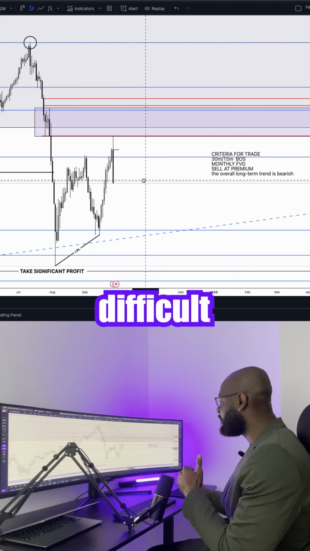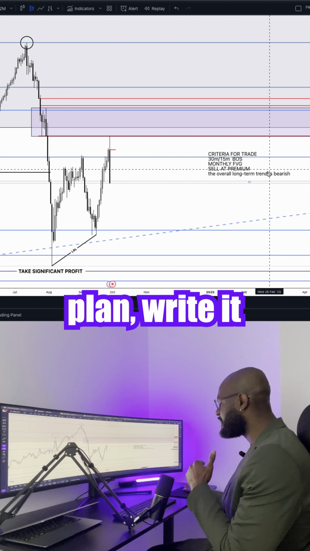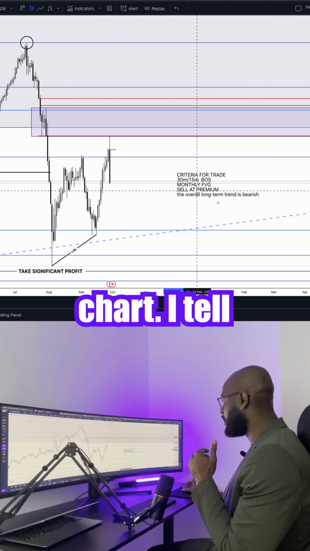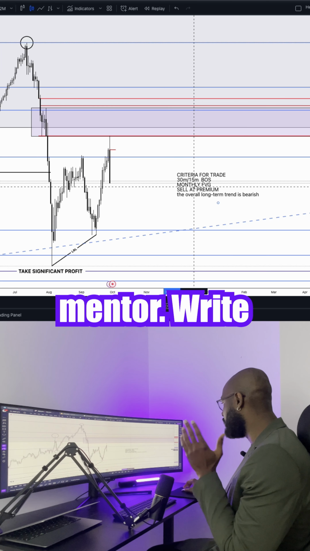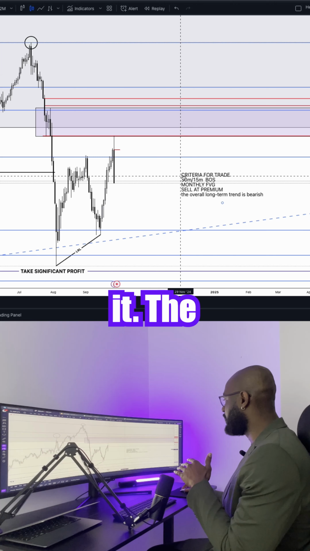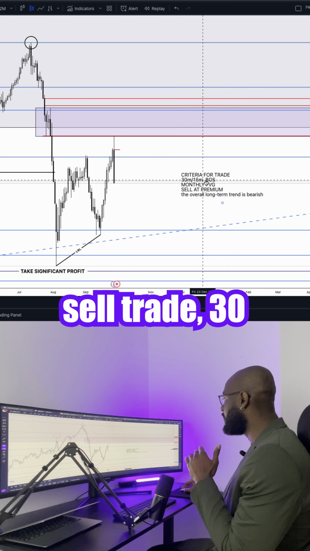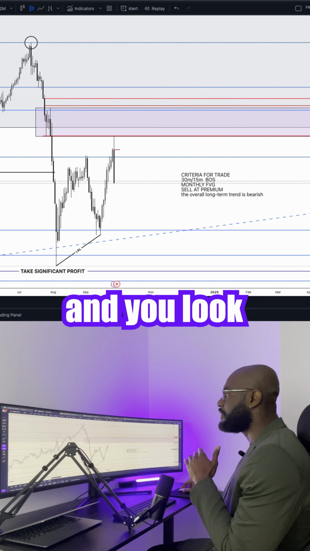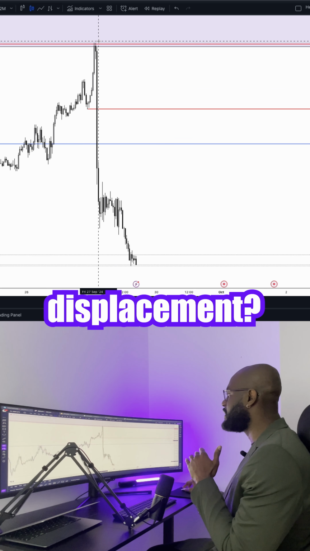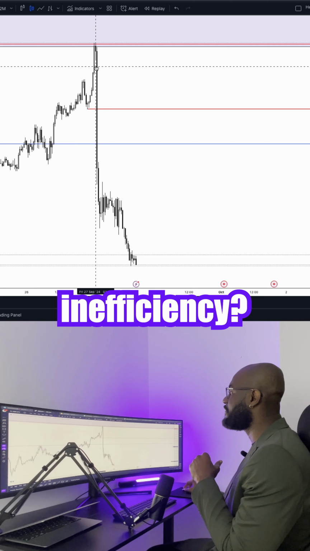If you find it difficult following your plan, write it down on the chart. You can see every single time I write on my charts, I tell this to all the people I mentor: write it on your chart so you don't forget it. The criteria for a sell trade: 30 minutes break of structure, and you look right there. Can you see a 30 minutes break of structure? Yes. Was there a displacement? Yes. Was there an inefficiency? Yes.